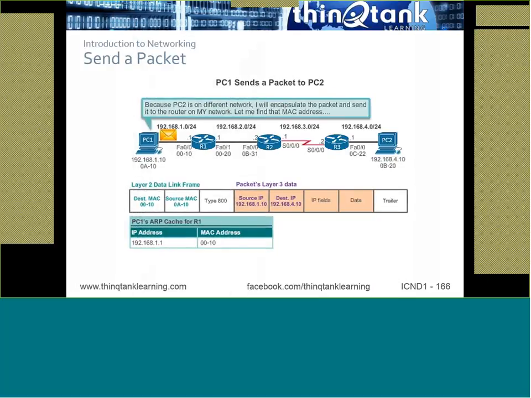So let's go through a process that I think will be very useful for you guys. It is a process that we call the packet delivery process. Essentially, what we're going to do is walk through this concept of how data travels across a network and what happens to that information as it goes from router to router to router. So in this particular example, we've got PC1 that wants to send data to PC2.